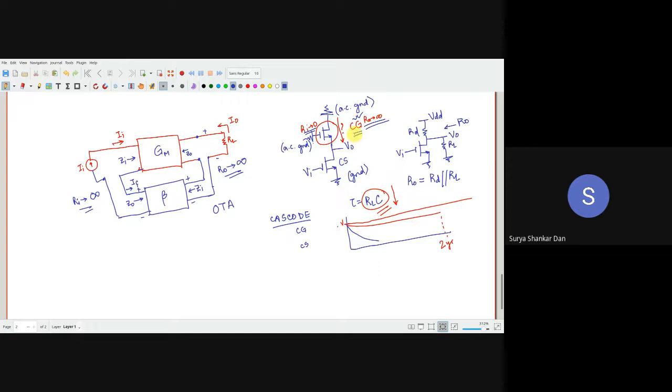So why CG is important is because CG will act as a better current amplifier. Why the CS configuration used over here is because CS is a better voltage amplifier. Okay, I will discuss the common drain later. So these are very basic concepts which you should remember.